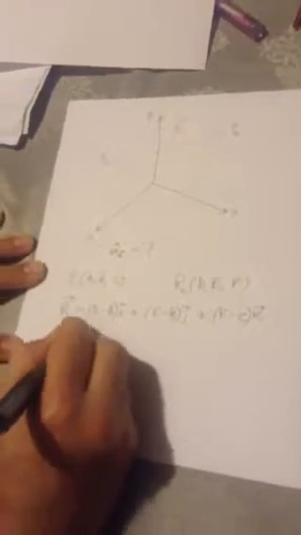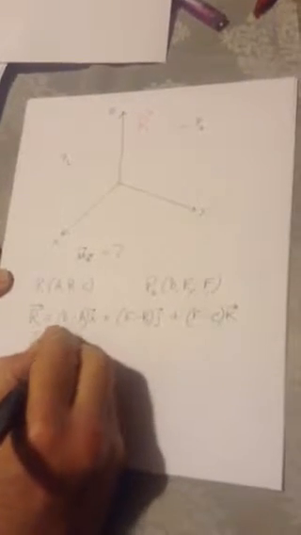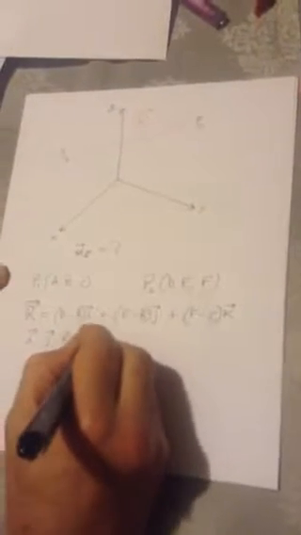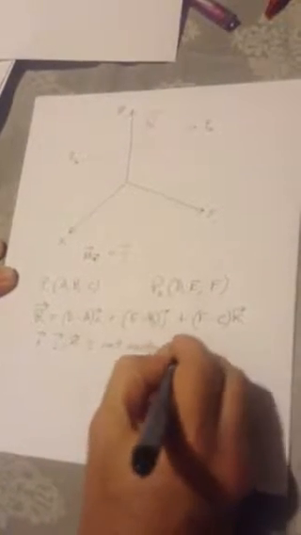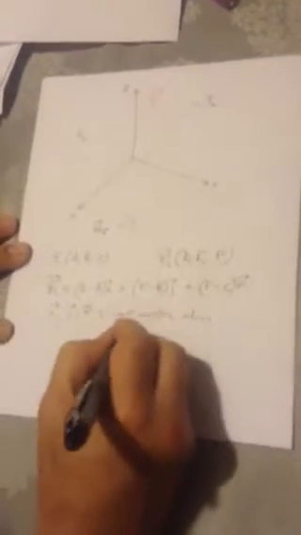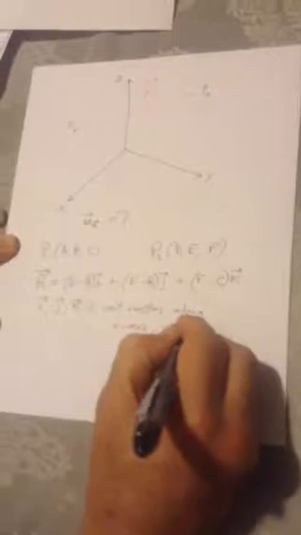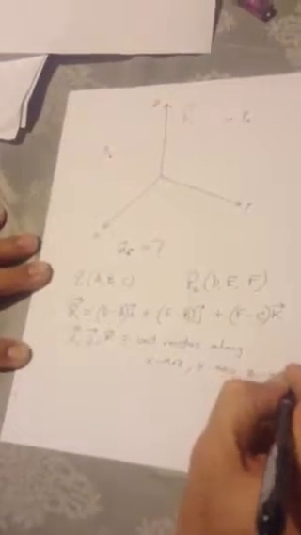I, J, and K are unit vectors along the x-axis, y-axis, and z-axis respectively. Okay, that's just a necessary explanation.